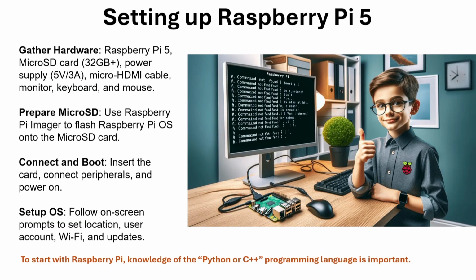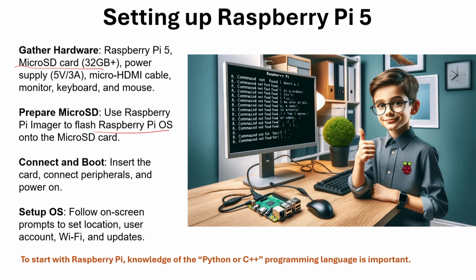Now, setting up Raspberry Pi. For Raspberry Pi 5 you need a micro SD card, more expensive, I already told you, a power supply, a micro HDMI cable, a monitor, keyboard and mouse, and use Raspberry Pi Imager to flash the Raspberry Pi operating system onto the micro SD card.